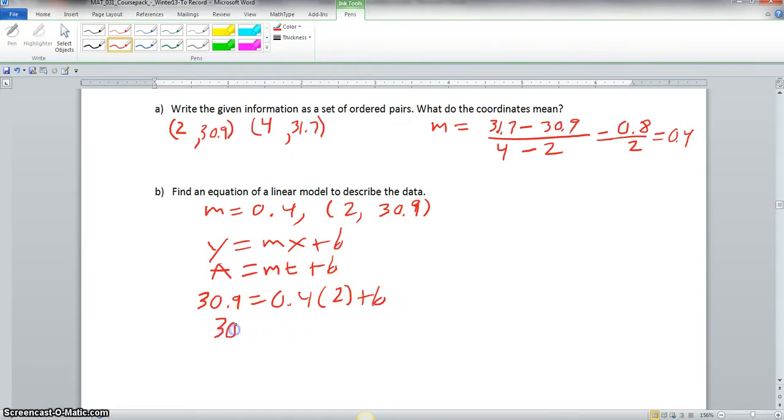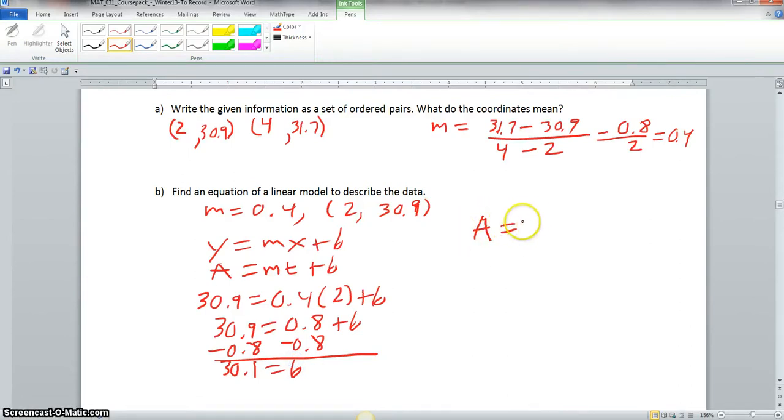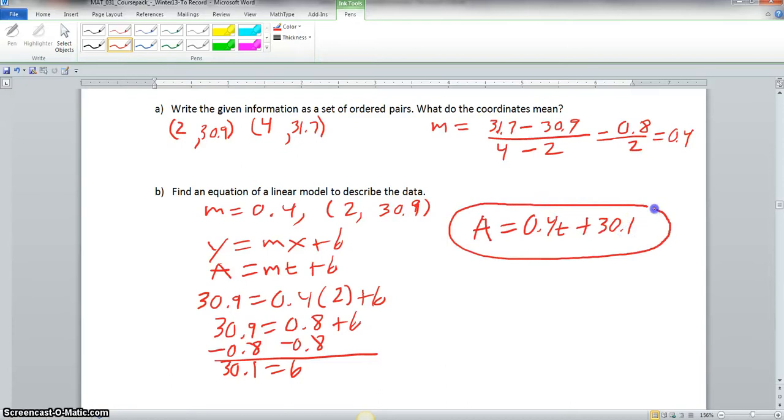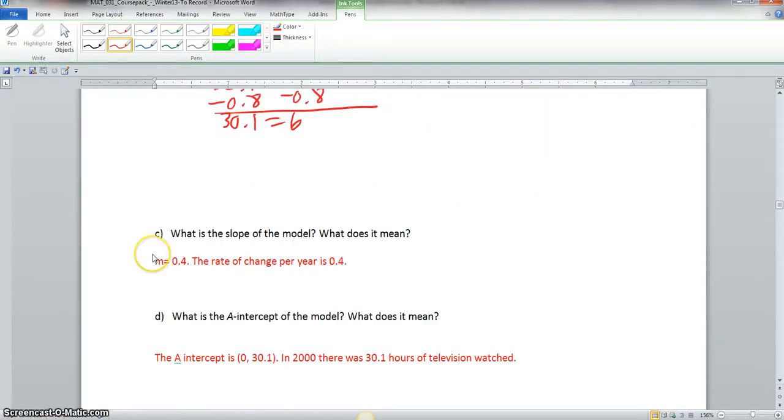So now we have 30.9 is equal to 0.8 plus b. Now we will subtract 0.8 on both sides, and we will have 30.1 is equal to b. So our equation is a is equal to 0.4t plus 30.1. That is our equation.